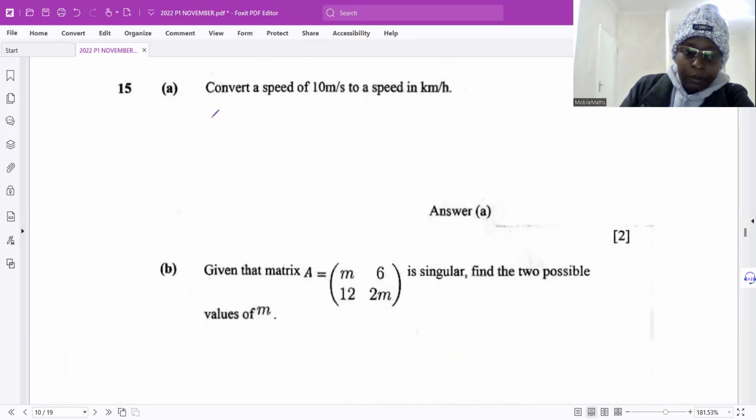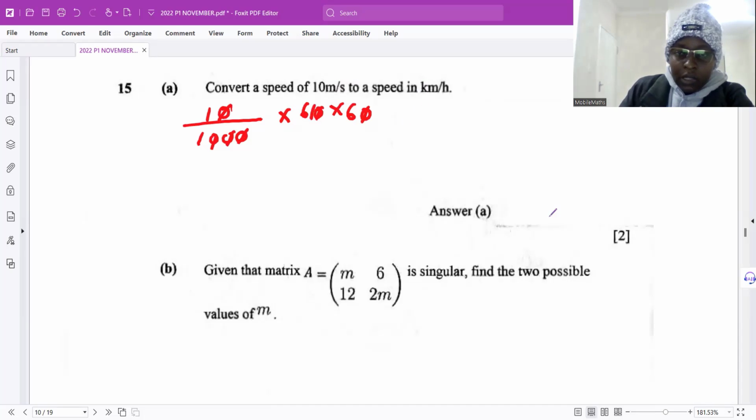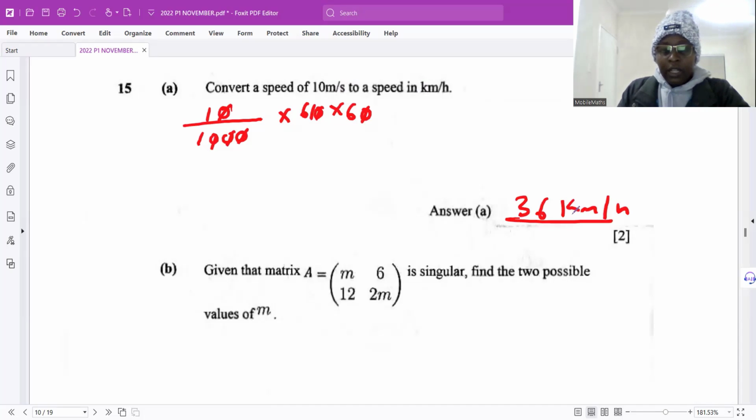So I can say 10 meters, I can divide by 1,000 to go to kilometers, and I can multiply this by seconds to hour, 60 times 60. So we are simply cancelling the zeros, this one with this one, 0 with this one, 0 with this one. So I have 6 times 6 as our answer, which is 36 kilometers per hour. Okay, let's move on.